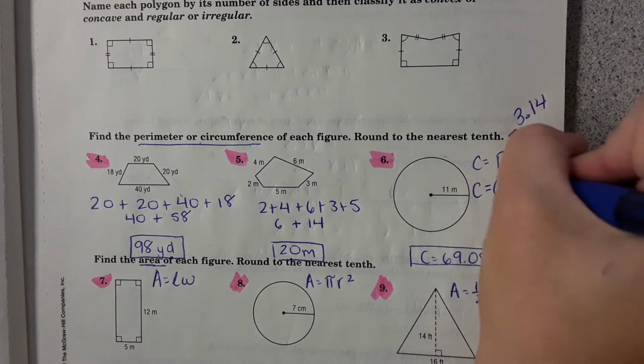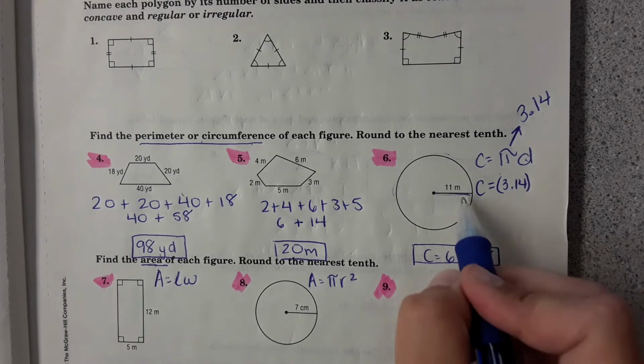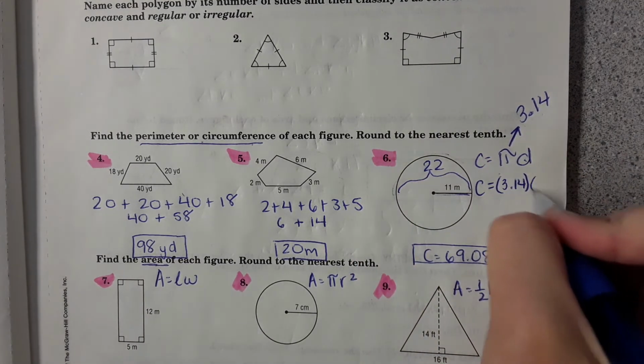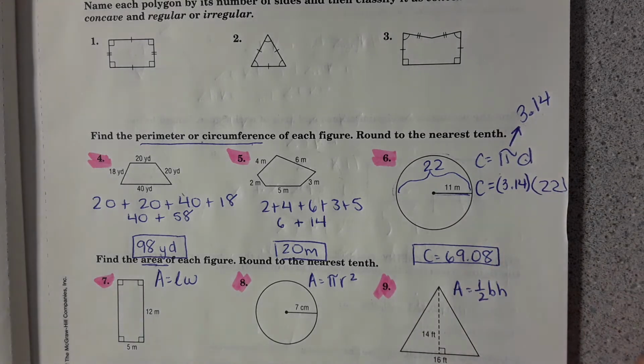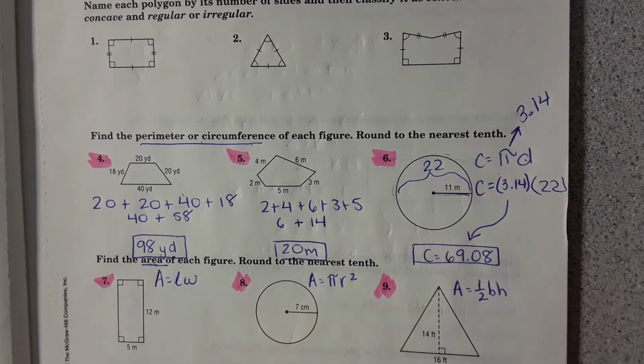I would multiply 3.14 by the diameter. Now here it shows us radius. Radius is halfway across. Diameter is all the way across. So I'm going to use 22 for diameter. And then 3.14 times 22 is what got me this answer.